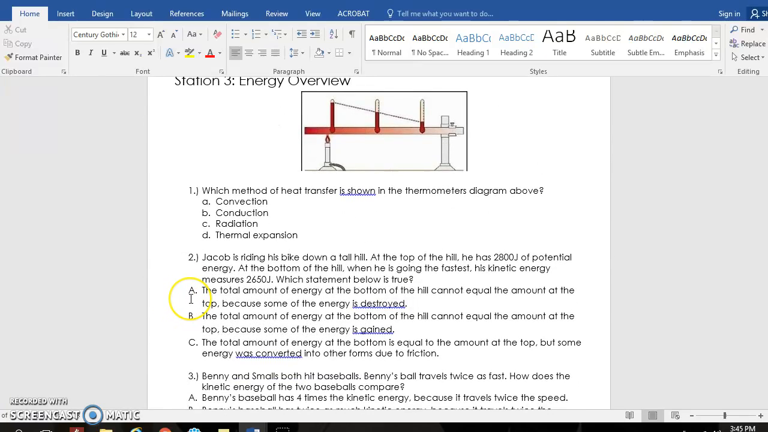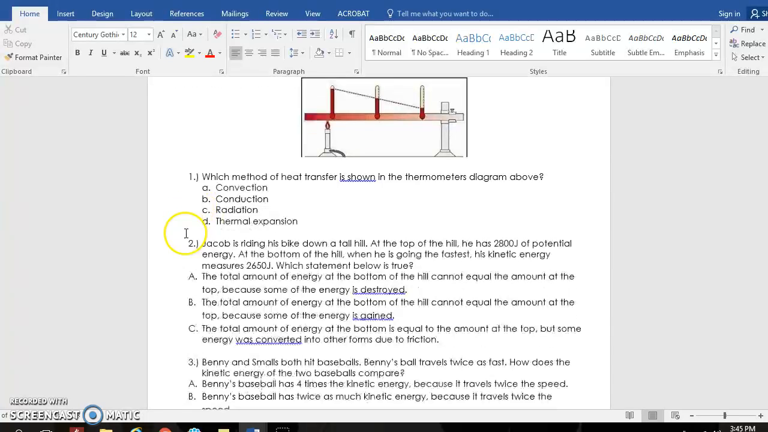All right, station 3. Which method of heat transfer is shown in the thermometers above the diagram? Well, the thermometers are touching the metal plate that's being heated up. So as it touches, the thermometer heats up. So if it's touching, it has to be conduction. Okay, if it's touching, it's conduction.